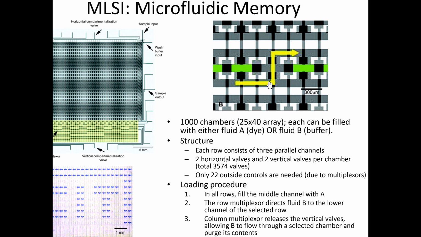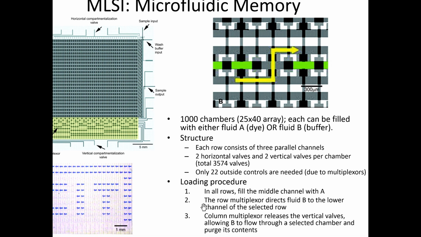Right, so this yellow line shows what happens next. First, the row multiplexer directs fluid B to the lower channel of the selected row. Fluid B is a buffer. Fluid A is a dye. So fluid B is just being used to purge or clean out one of the chambers.